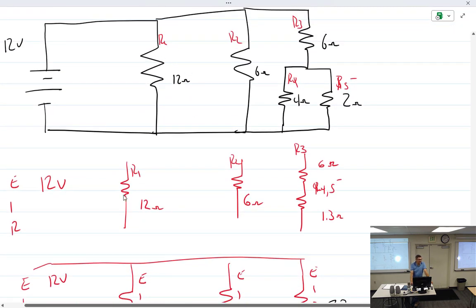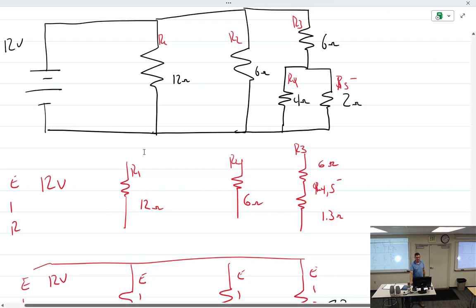This one, R1 stays the same. It doesn't change. R2 stays the same. It doesn't change. R3 stays the same for now, but R4-5 gets combined. They're in parallel, so we're going to use the parallel resistor equation, which is 4^-1 + 2^-1 = x^-1. That all equals 1.3. So now we've got a parallel, and 2 in series that are in parallel.